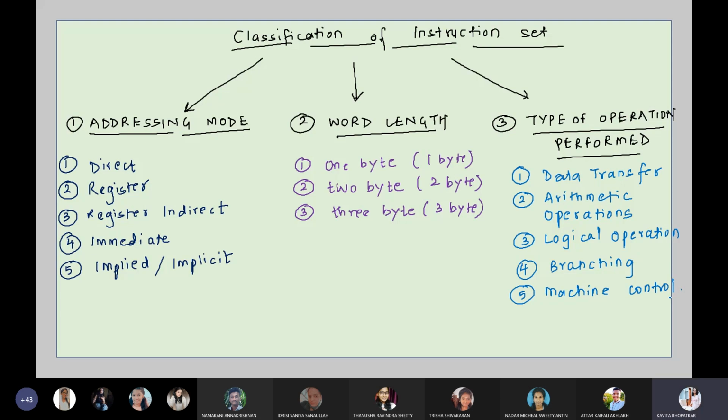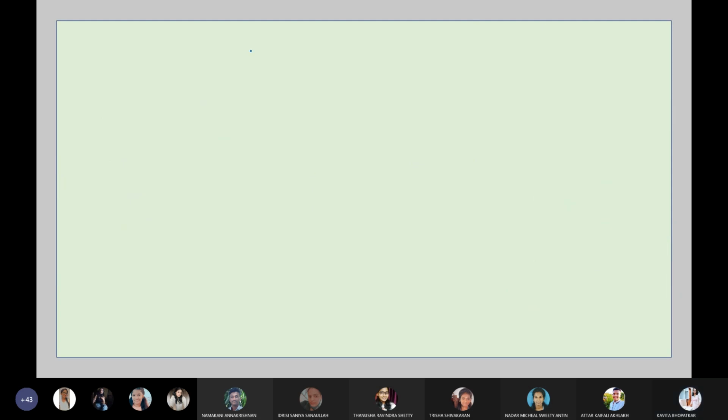So these are the 5 types of operations being performed, and we are going to see the instruction set with respect to these different types only. Meaning first we will complete all data transfer instructions, then arithmetic, then logical, then branching, and then machine control. But before that, let us understand what we mean by addressing mode, and how each addressing mode will be identified, and also understand what we mean by word length, and how we identify, looking at the instruction, whether it is a 1 byte, 2 byte, or 3 byte instruction. So let's start with addressing mode.